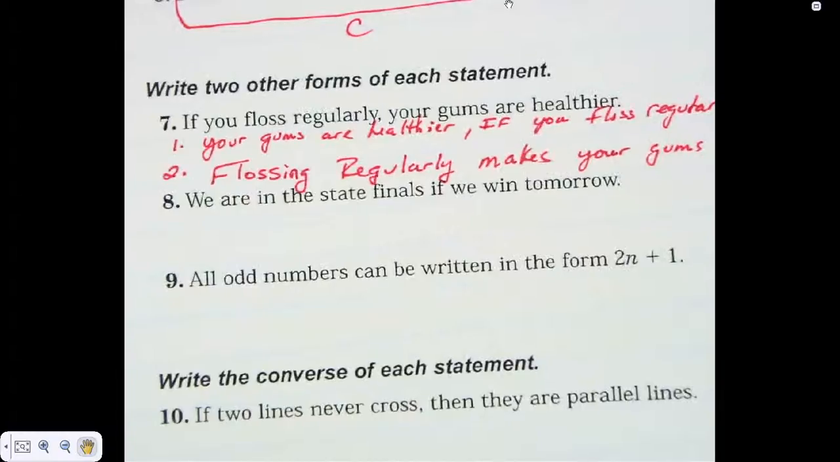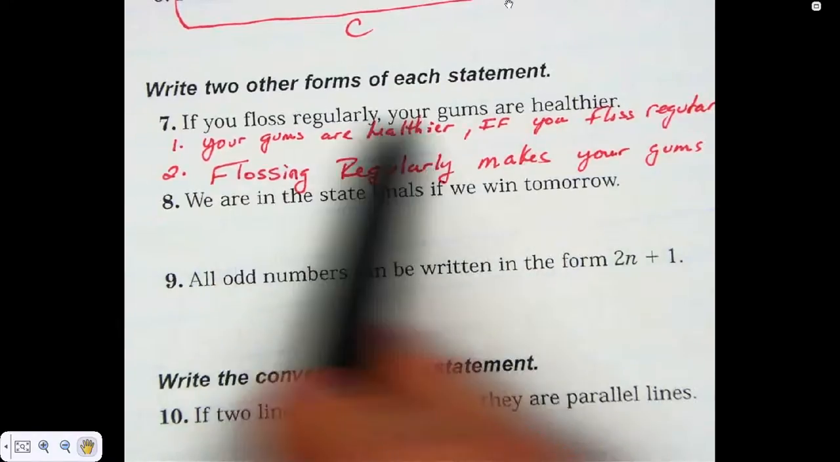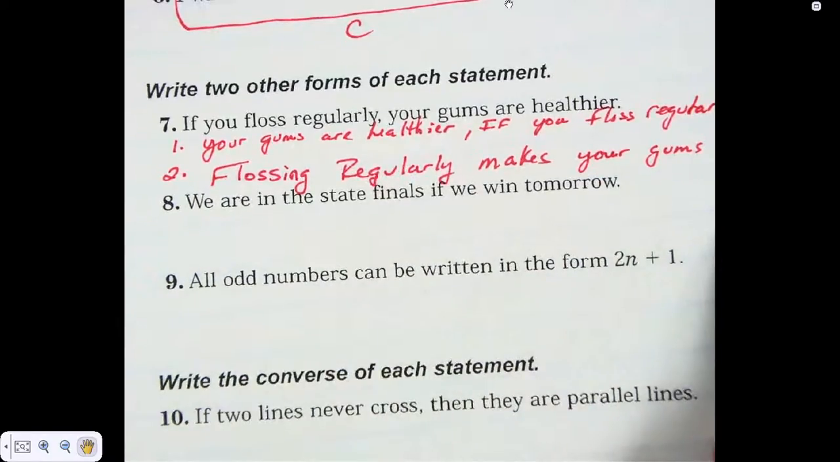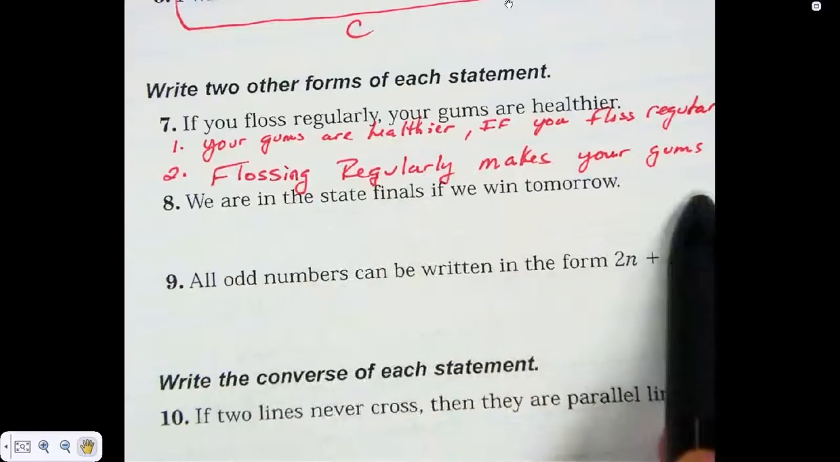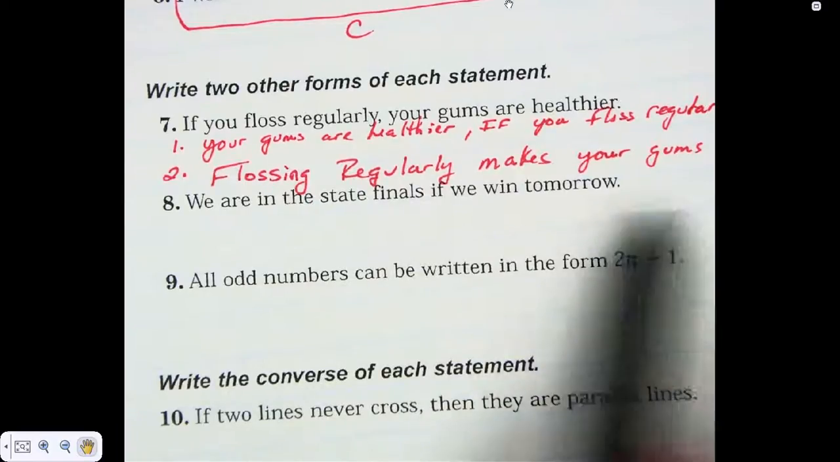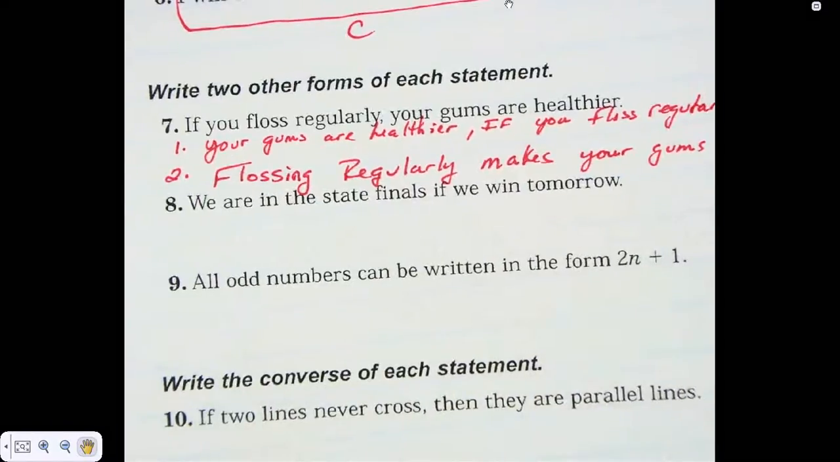Did I kind of write the same thing, just in a little bit different words? That's all they want. Do you still have a condition or a hypothesis and a conclusion? So you still have something that happens, and then as a result, the conclusion happens. And it says the same thing, doesn't it?